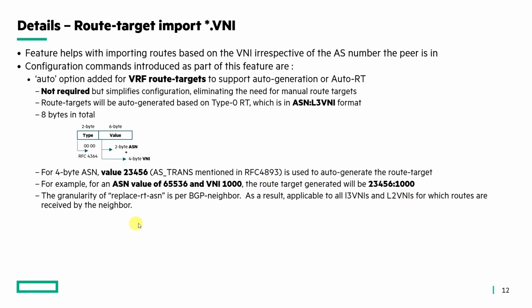And the granularity, as you can see, is per BGP neighbor. And as a result, it's applicable to all L3 VNIs and L2 VNIs for which the routes are received by the neighbor.